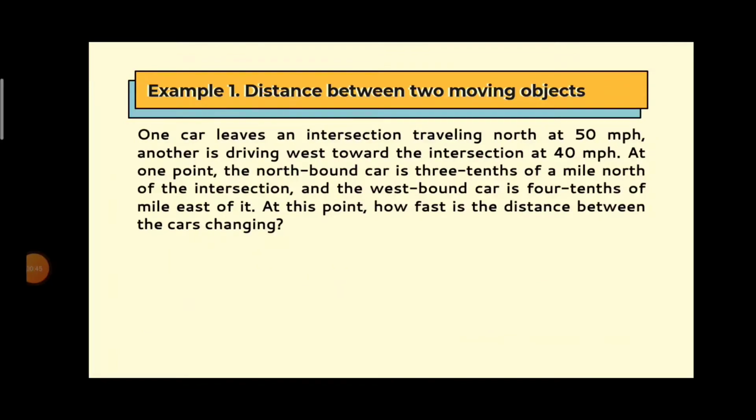So we have an example: the distance between two moving objects. One car leaves an intersection traveling north at 50 miles per hour. Another is driving west toward the intersection at 40 miles per hour. At one point, the northbound car is 3/10 of a mile north of the intersection, and the westbound car is 4/10 of a mile east of it. At this point, how fast is the distance between the cars changing?